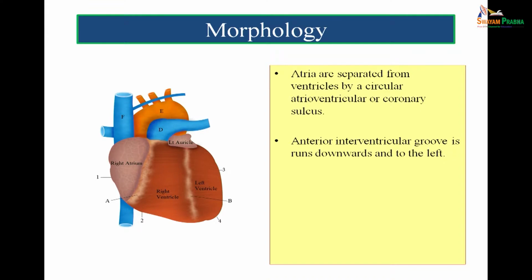Now, how are the atria and the ventricles separated from each other? That is also another important aspect vis-a-vis the morphology of the heart.